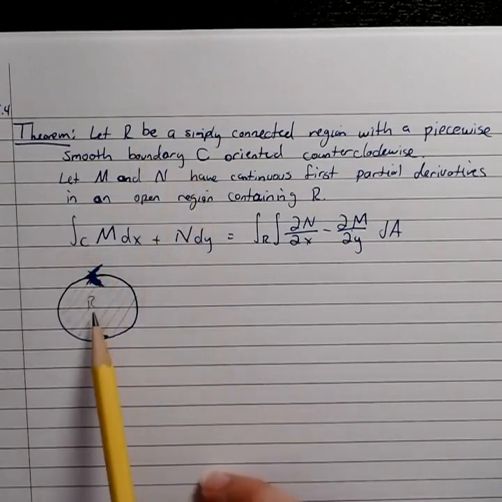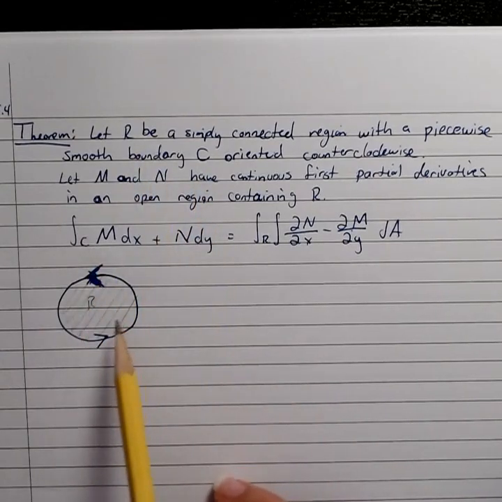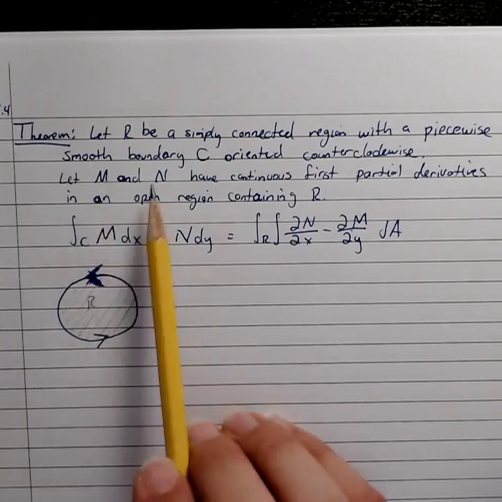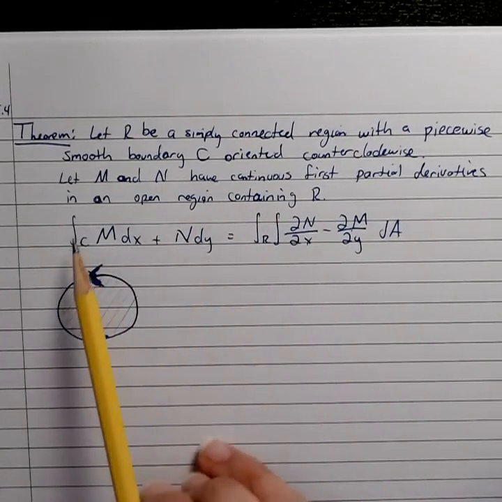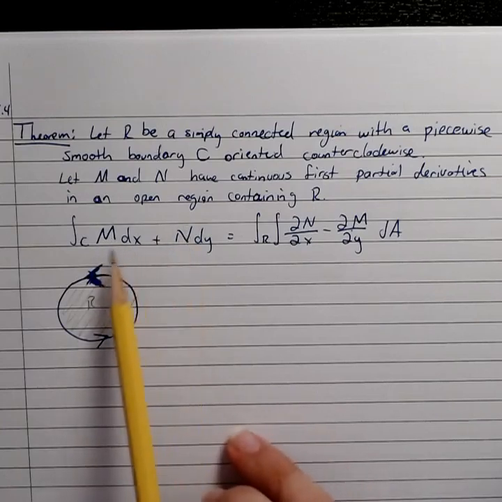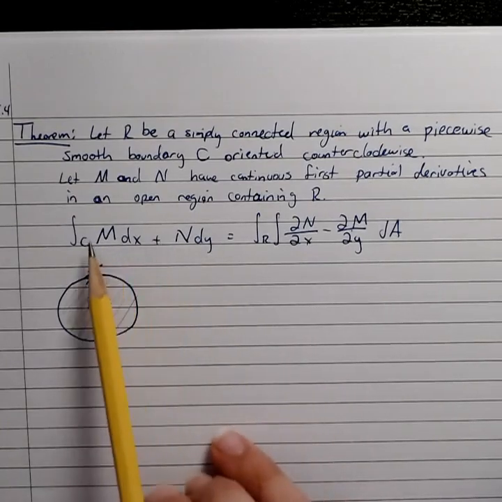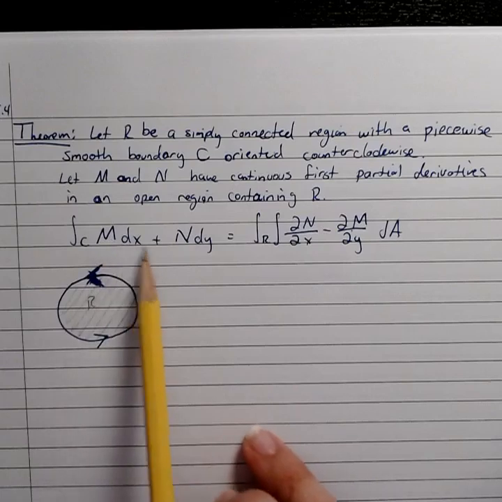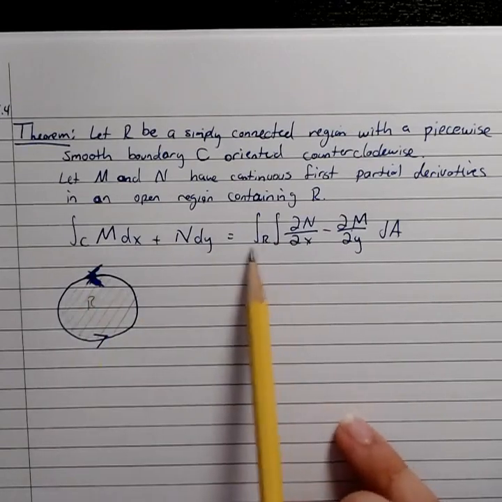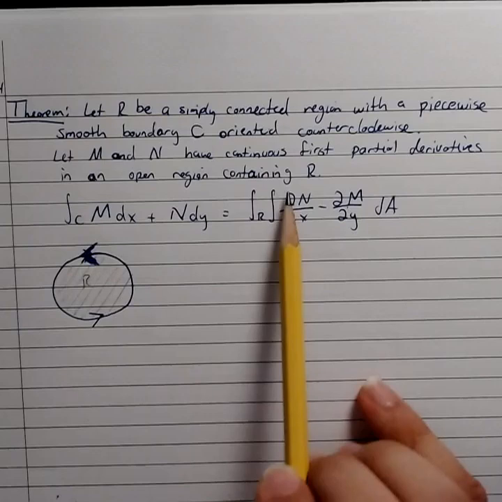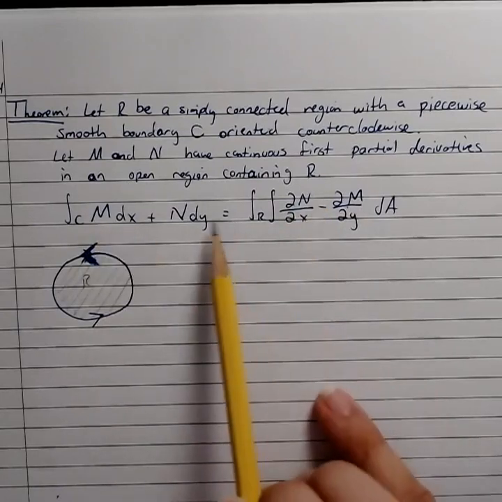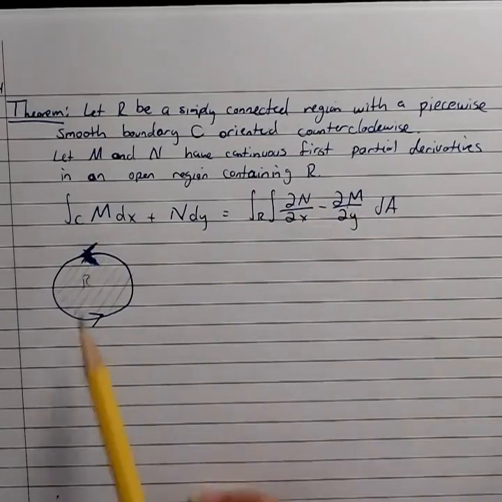If all of that's the case, if you have a region which is simply connected with a piecewise smooth boundary oriented counterclockwise, and M and N have first partial derivatives in that region, then the line integral of the vector field M comma N dr, or in its differential form, the line integral of M dx plus N dy, is equal to the double integral over the region R of the partial of N with respect to x minus the partial of M with respect to y, all over the differential of area.